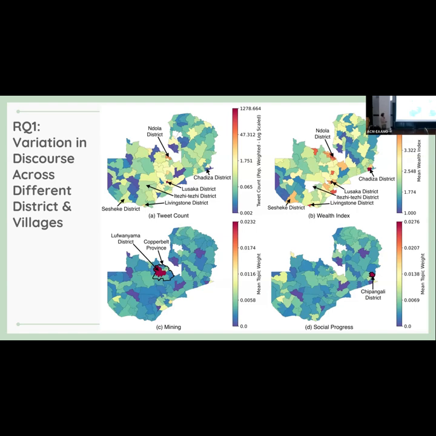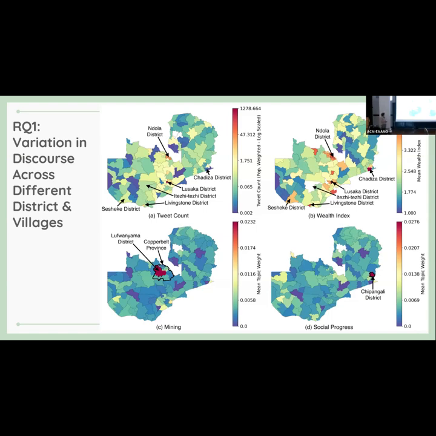Not only looking at counts, we also looked at topic weights, the distribution of topics. If we look at the mining-related topic, there's a province called Copperbelt. This particular district is very well known for its mining activity, and the mining industry is the major industry. People here talk a lot about mining, labor supply, and policy change regarding mining.